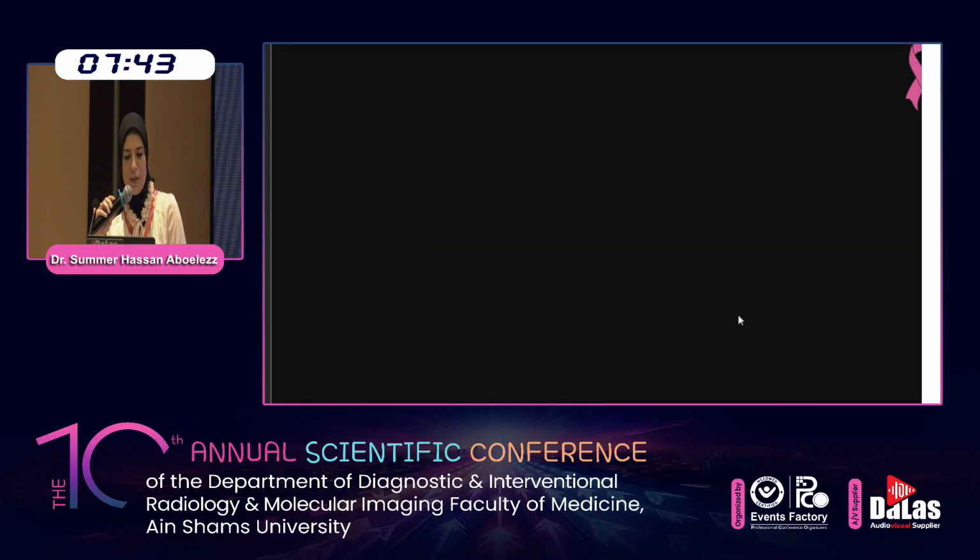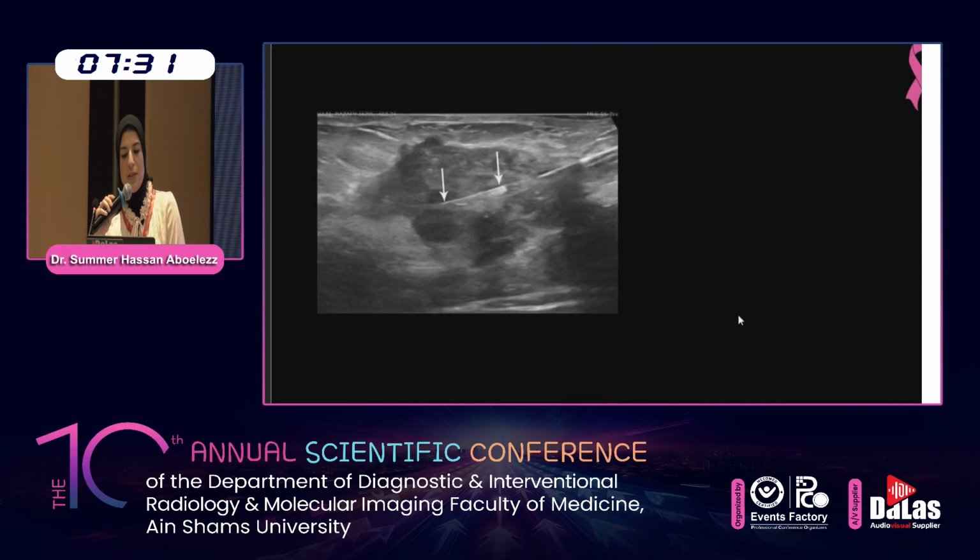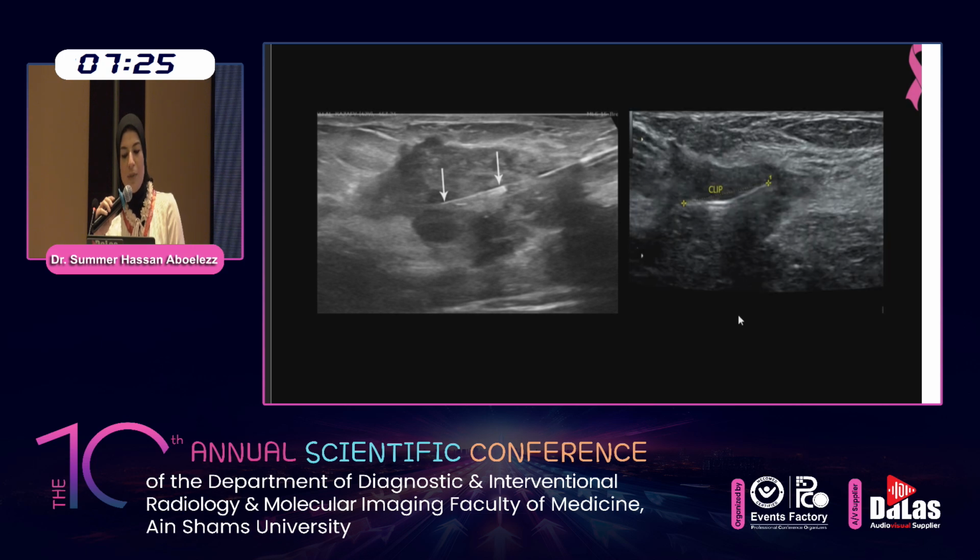Some cases of our research. Case number 1 was a 42-year-old lady with right breast cancer. Pathology was infiltrating ductal carcinoma with ER, PR negative, and HER2 positive. The first picture showed a surgical clip in the center of the lesion before the treatment, and the second picture reveals regression by 50% of the size, with the clip still seen by ultrasound.